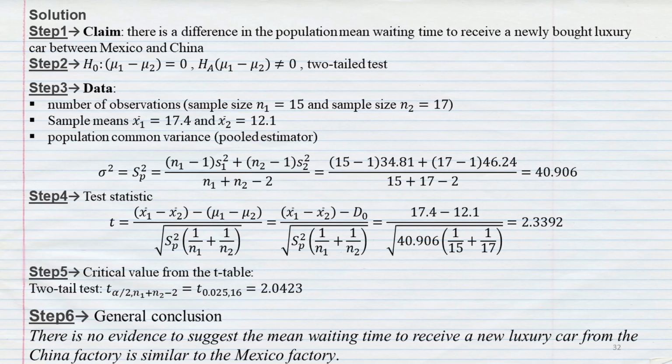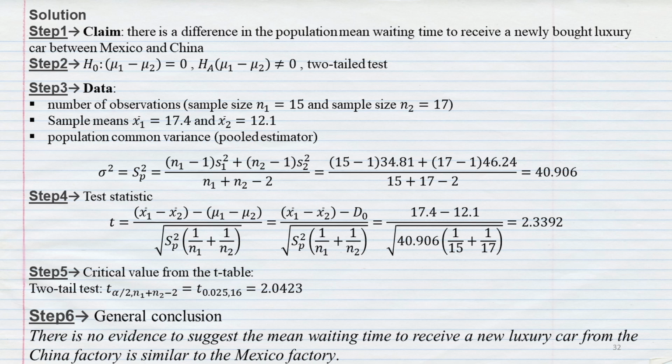Step 3, gather the data. Number of observations, sample size N1 equals 15, and sample size N2 equals 17. Sample means x bar 1 equals 17.4, and x bar 2 equals 12.1. Population common variance, the pooled estimator, is calculated from the formula shown. Step 4, calculate the test statistic by the formula shown. Step 5, find the critical value from the t-table. And step 6, make a general conclusion.